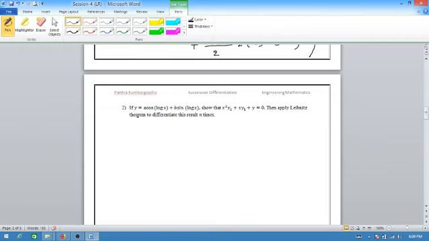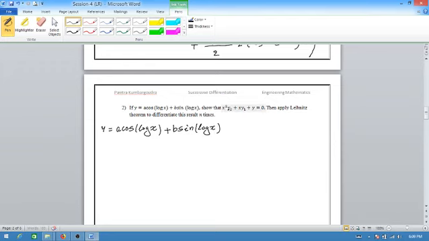So the second problem is, if y is equal to a cos log x plus b sin log x, then show that this term and also apply the Leibniz rule to find the nth derivative. Okay, so the solution: take the given function y is equal to a cos log x, right, plus b sin log x.